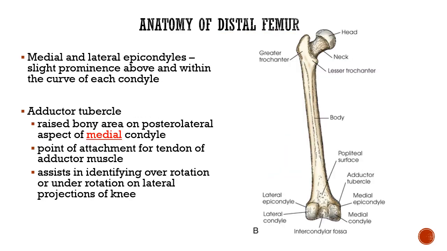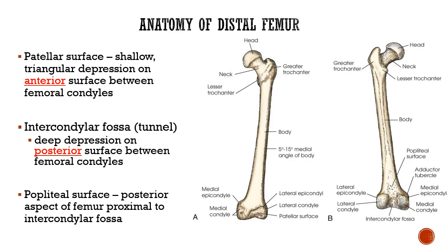Continuing on, we also have epicondyles. So we have a lateral epicondyle and a medial epicondyle, also at the distal aspects of the femur. We have an adductor tubercle, which is a raised area on the medial condyle. It's a point of attachment for a tendon of the adductor muscle, and it assists with being able to view the under rotation or over rotation on the lateral projections of the knee.